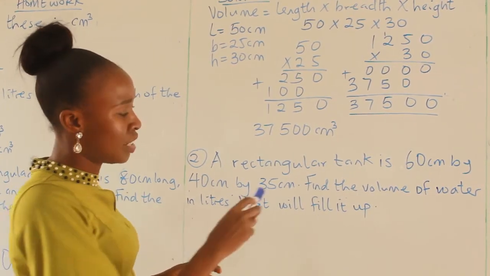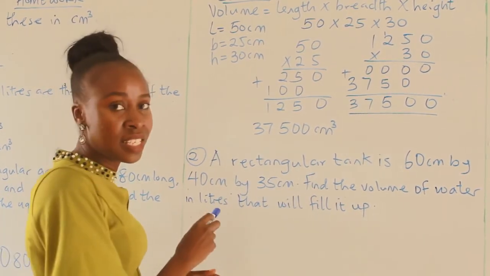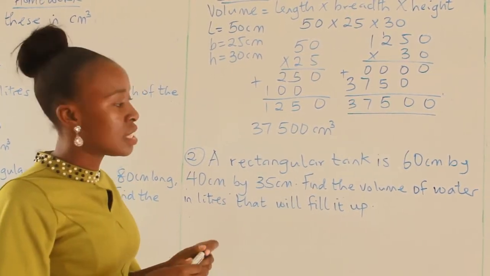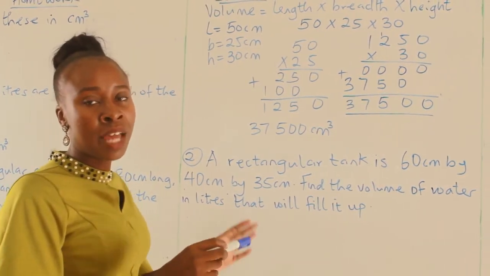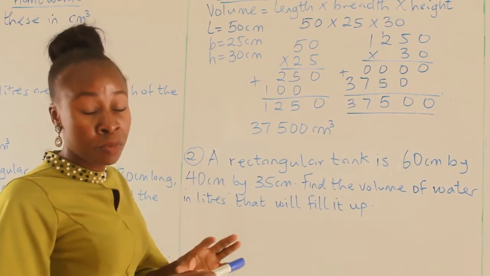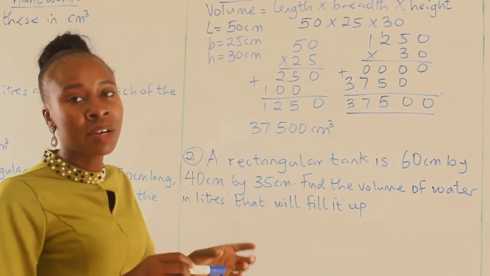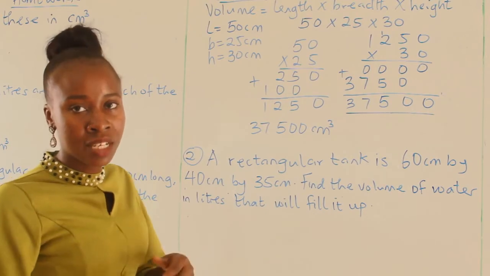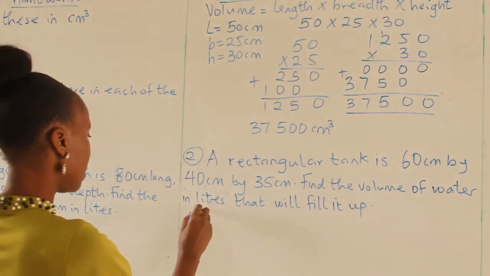And if you look at the question carefully, we are asked to find the volume in liters. What that means is that when we finish multiplying our dimensions, remember that we'll get our answers in cm cube. The next thing we do is we convert our answer in cm cube to liters. Alright, so that's what we'll be doing now. Solution.